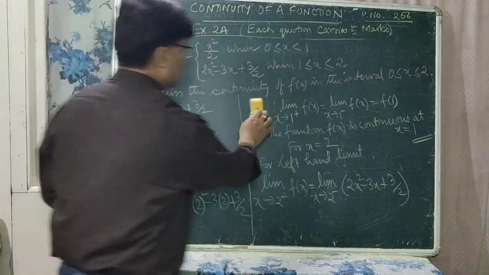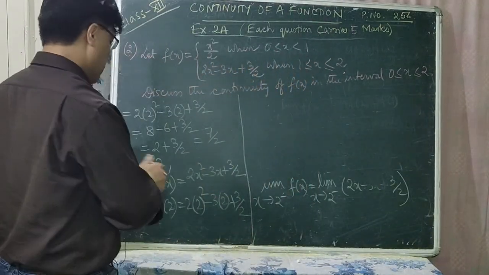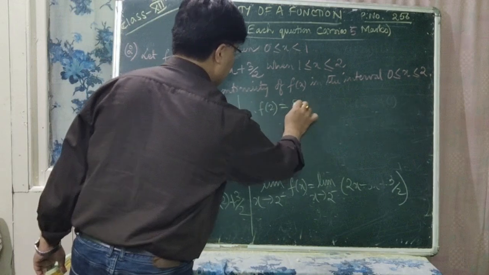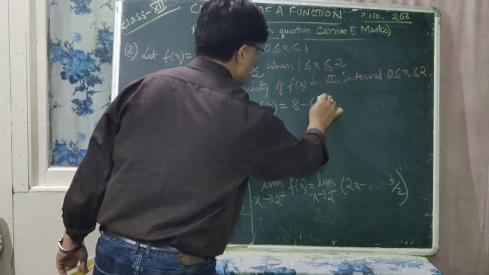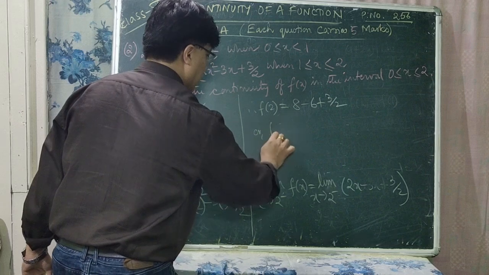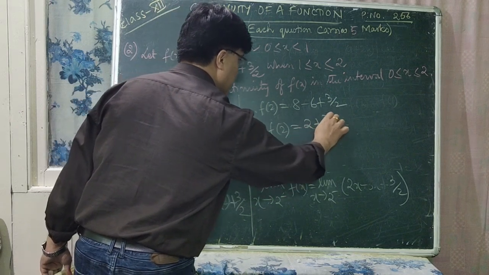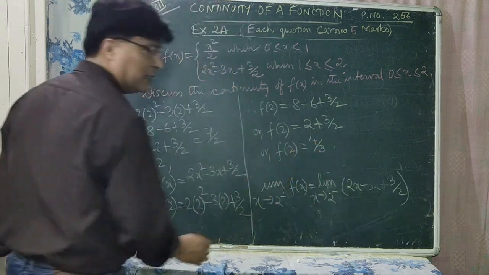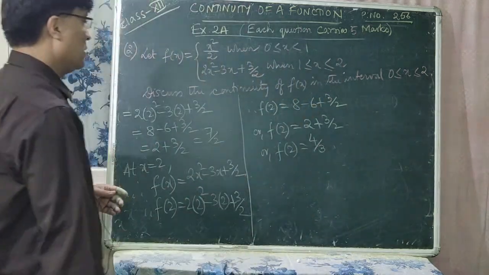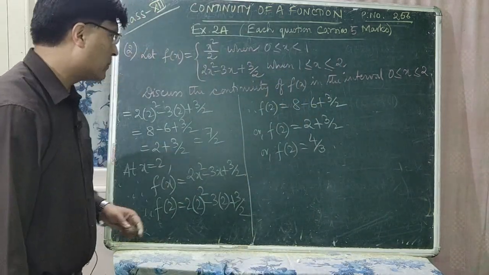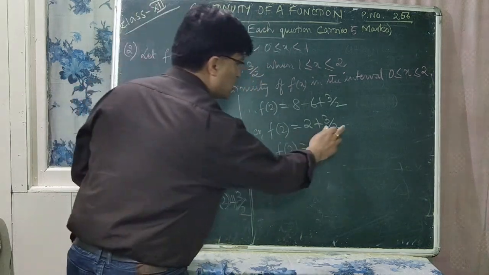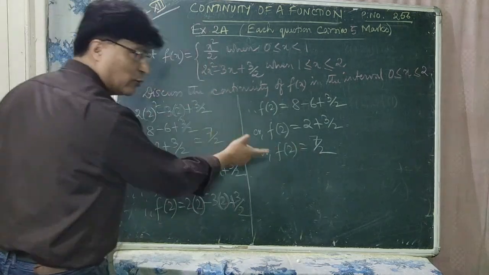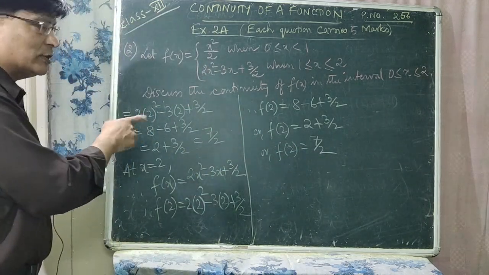So write down in the next step now. Therefore f of 2 is equal to 2 whole square is 4, 2 4s are 8, then minus 6 plus 3 by 2, or f of 2 is equal to 8 minus 6 is 2 plus 3 by 2. So what did we see out here? Oh sorry, this is 7 by 2. This is 2 2s are 4 plus 3, that is 7 by 2. In this case also both these are equal, that is left hand limit at x is equal to 2 is equal to f of 2.